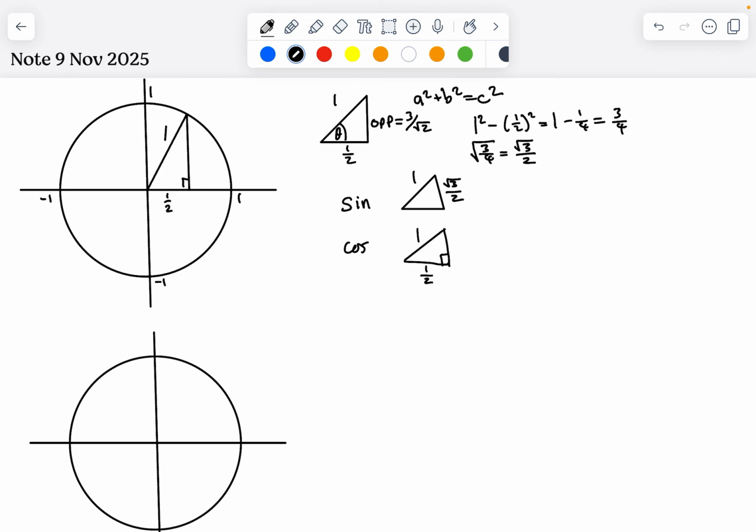Okay, so now if I take sine and I square it, and I add cosine and I square it, I get square root of 3 over 2 divided by 1, which is the square root of 3 over 2, and I square that. For cosine, I've got a half over 1, which is a half, and I square that. So I've got the square root of 3 over 2 squared, which is 3 over 4. I've got a half squared, which is a half times a half, which is a quarter, and then it equals 1.